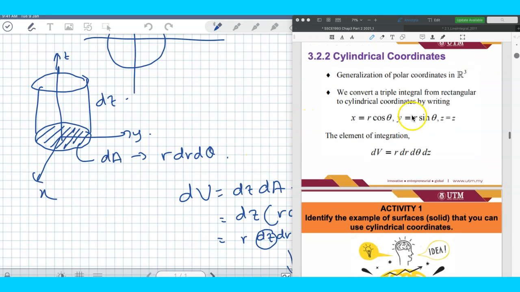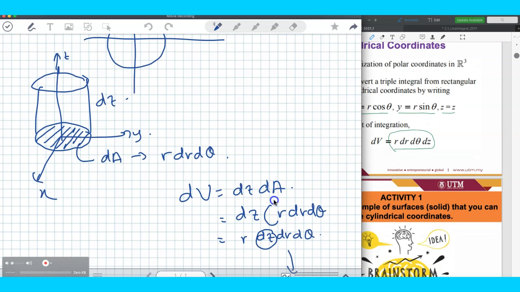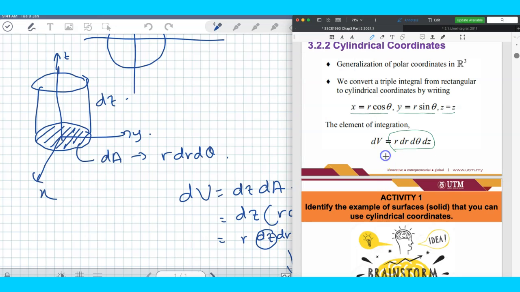So how can we convert from Cartesian to cylindrical coordinates? We use just like polar: x is r cos theta, y is r sin theta, and z is z. And dV is, as I mentioned before, r dr d theta dz, or you can have dz dr d theta. But normally, because dA is part of the region, and the region lies on the xy plane, we put the r d theta at the back. So we first integrate with respect to z.